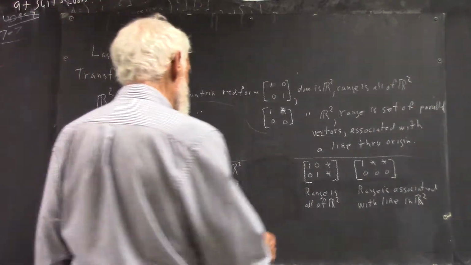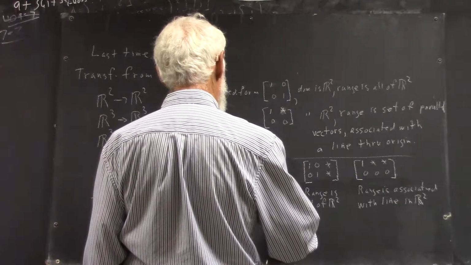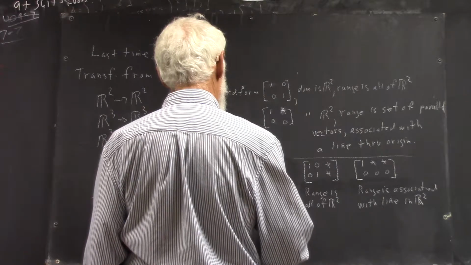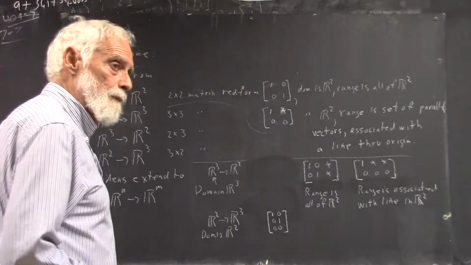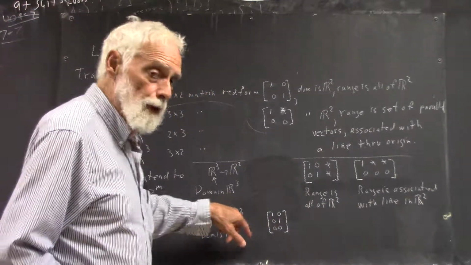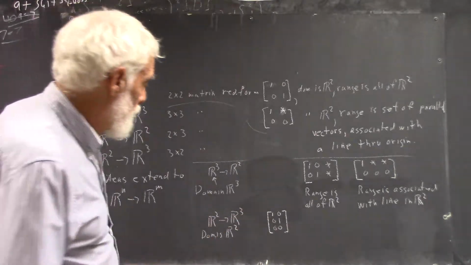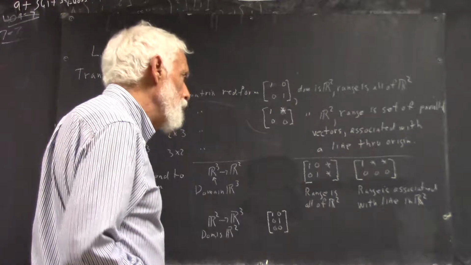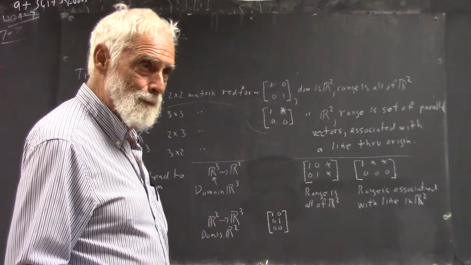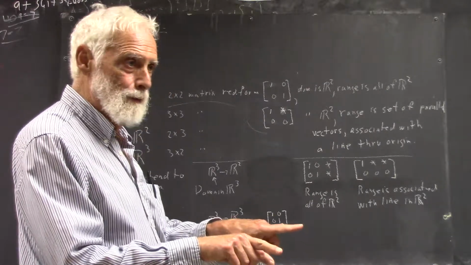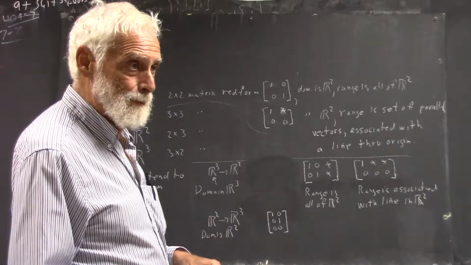Okay? Now you could have, okay? In which case your range would be a plane at R2. Okay? I can say more about that. The range consists of all the vectors you can get by adding multiples of two vectors that are non-parallel. Okay?